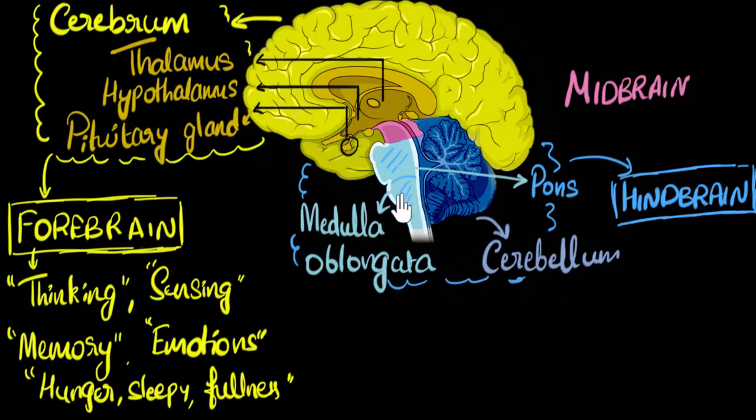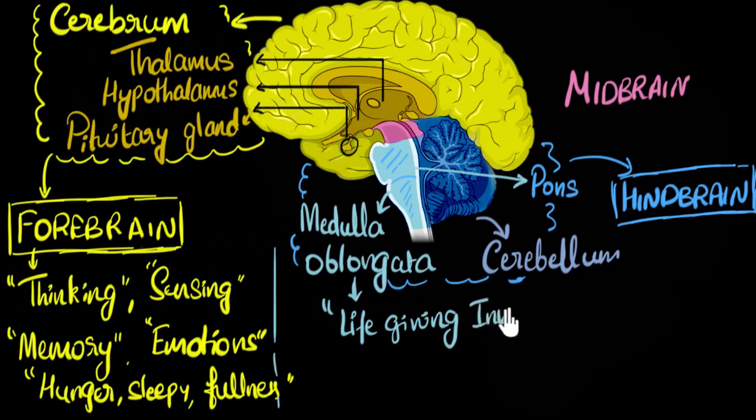So what does the medulla oblongata do? Well, again, it controls most of the life-giving involuntary processes. Okay? So we'll say life-giving involuntary processes. That means these are the most essential for life, like your heart beating, your breathing, digestion, all of those essential things are taken care of by your medulla oblongata.